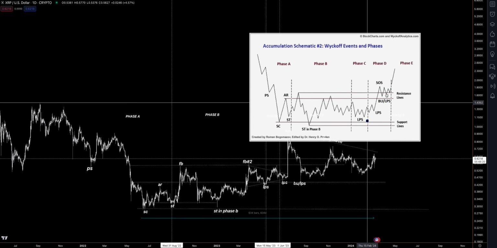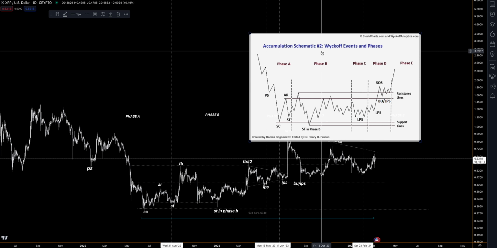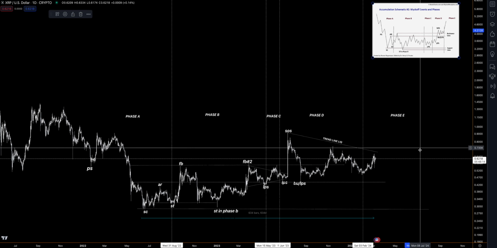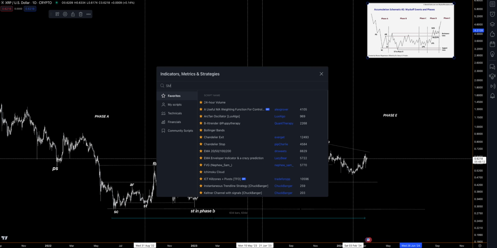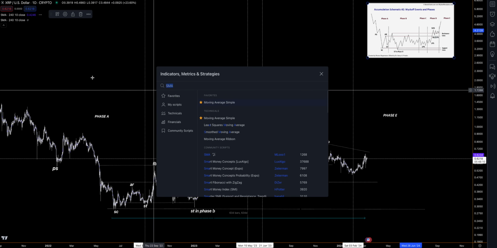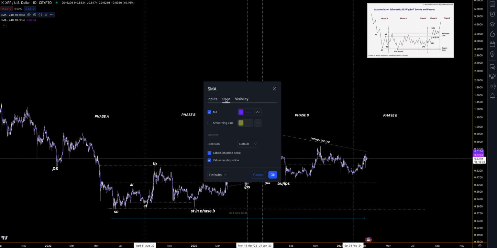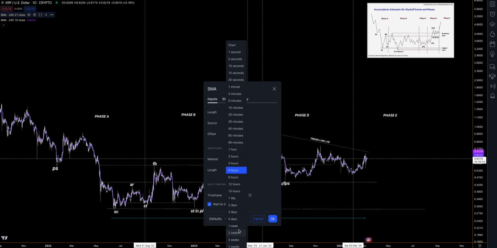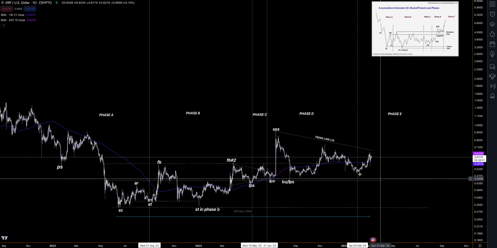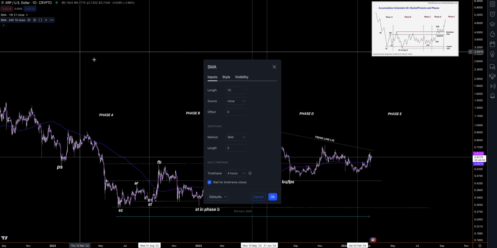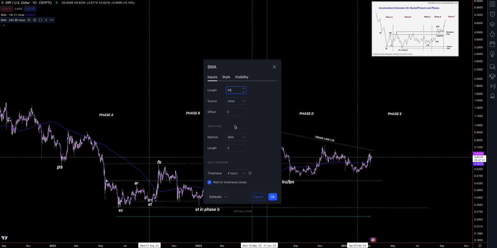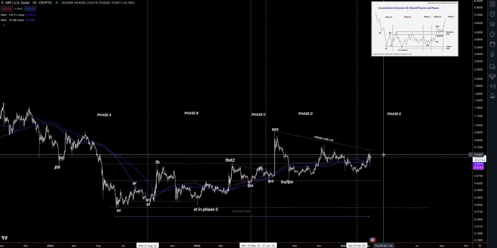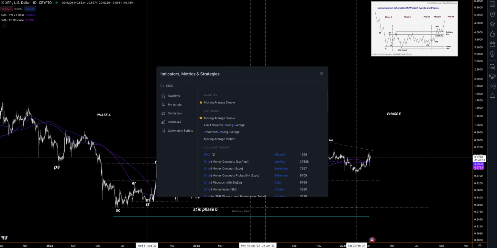The macro trend is shifting. Now let's take a look at the moving averages over here. Let's take a look at the 21 week SMA, and we're still holding above the 21 week, and the 100 day as well. Let's take a look here.